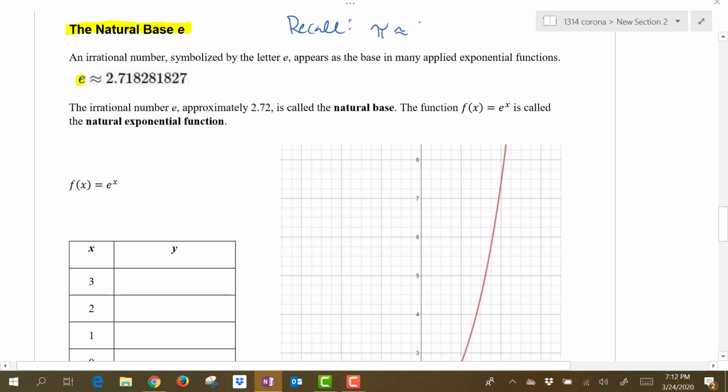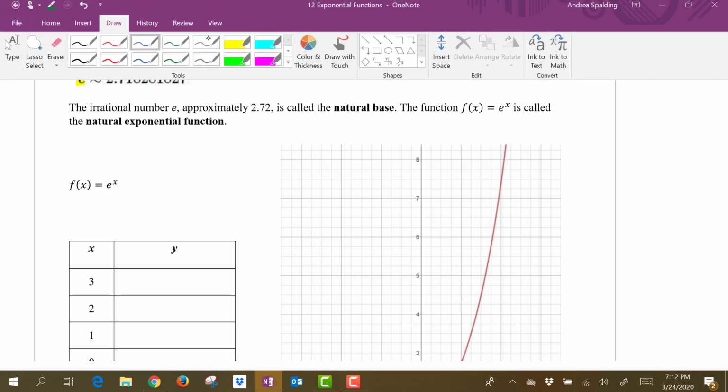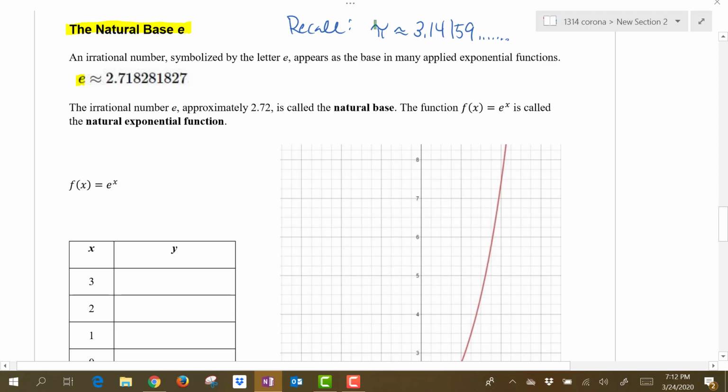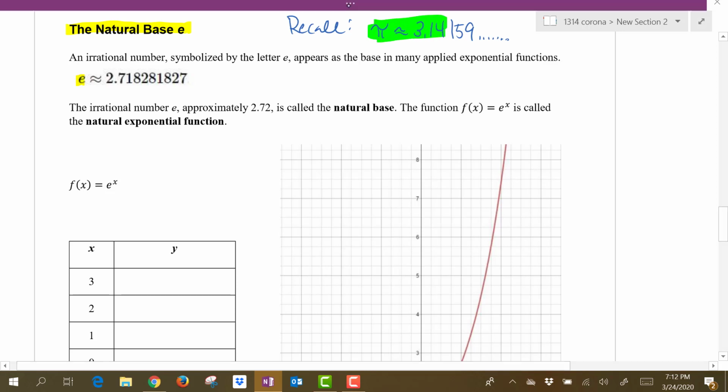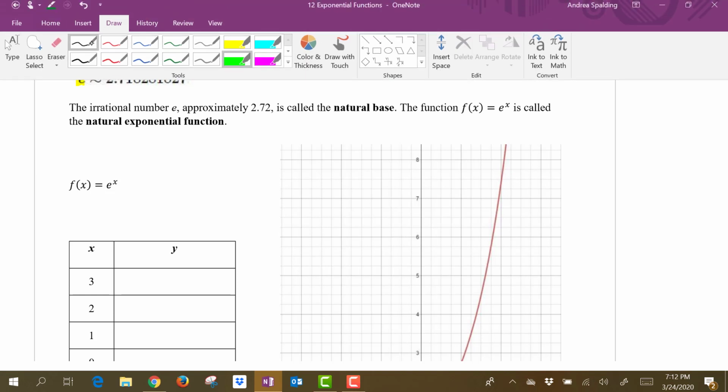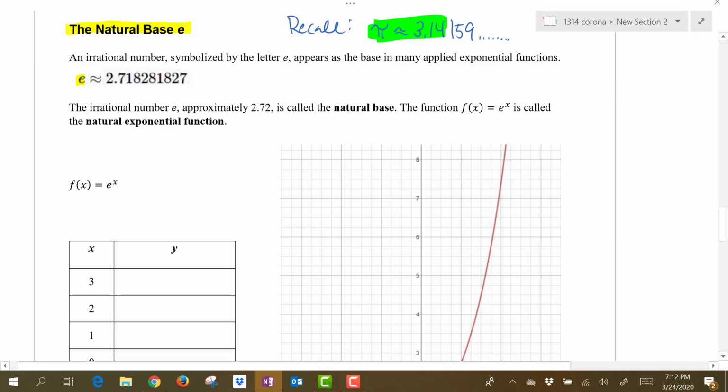Pi is approximately 3.14, and sometimes we stop there. But there's really an infinite number of values that come after the decimal place. But typically, we think about pi as just being about or approximately 3.14. Not exactly, but approximately, and that's usually good enough for what we're doing. We have another number, e.